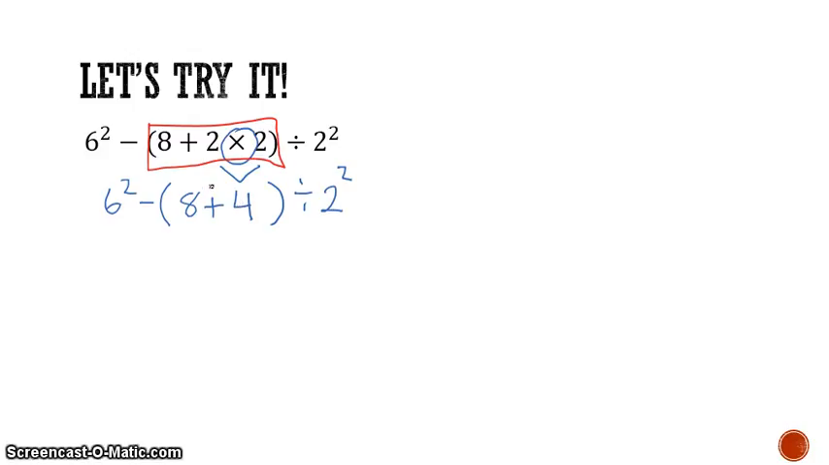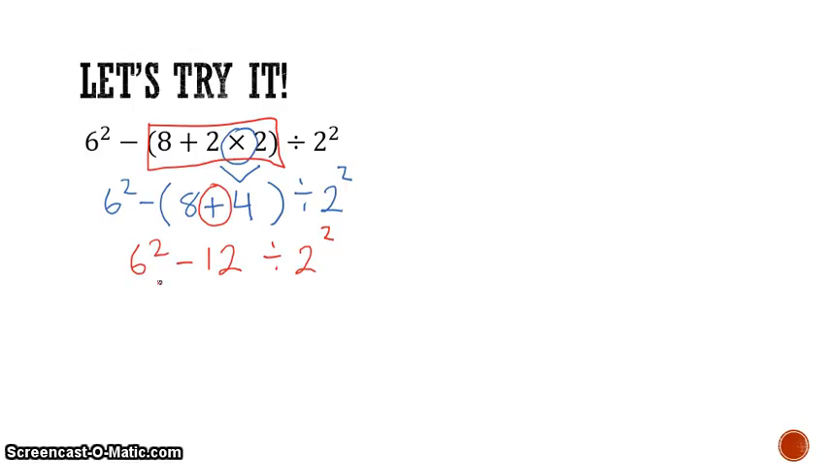Next, I'm going to finish off my parentheses. I'm going to do this part, because parentheses get done first. 8 plus 4 gives me 12. Okay, at this point, I don't need the parentheses anymore because they were there just to show me that 8 plus 4 had to get done first. So again, I'm going to rewrite this. Again, we wrote it exactly the same way, only 8 plus 4 is now 12. Now, I'm done with my parentheses.